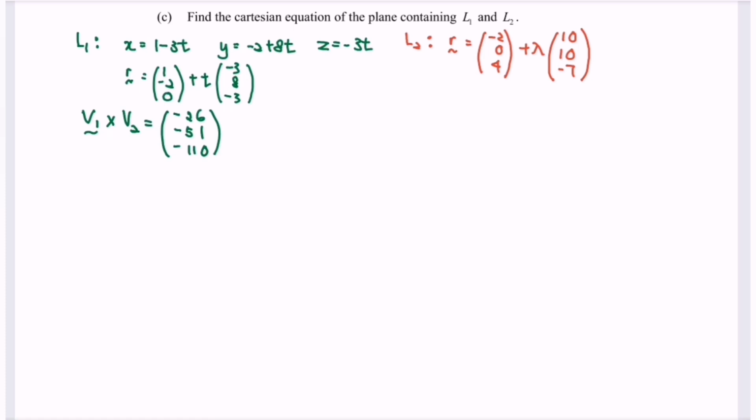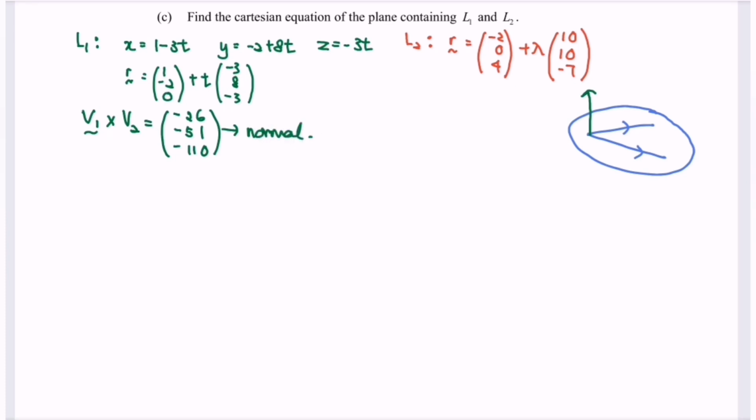Next, kindly refer to C. Find the Cartesian equation of the plane containing L1 and L2. So kindly reimagine the situation. Here we have the plane, and we have L1 and L2. As we all know, for L1 we have the direction and also a point. The same goes for L2. So what we have to do is find the normal for the plane, where we cross L1 with L2. So here we have the normal for the plane.